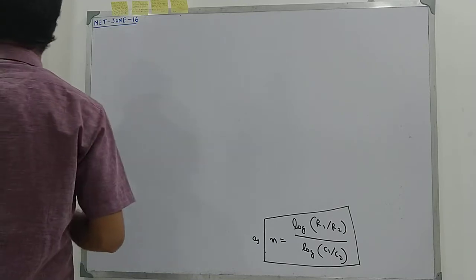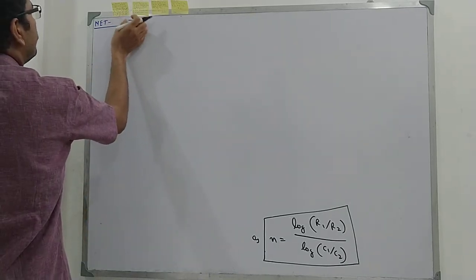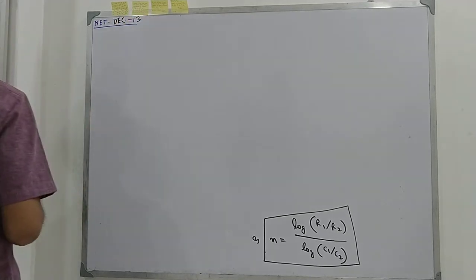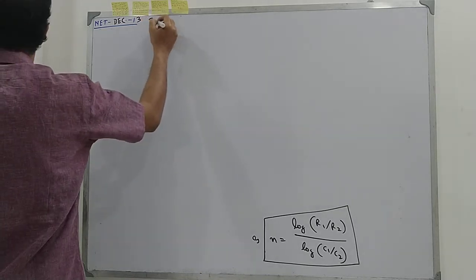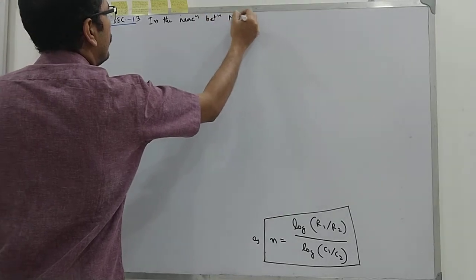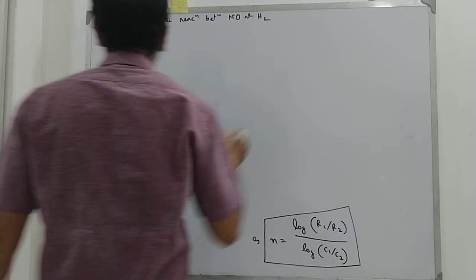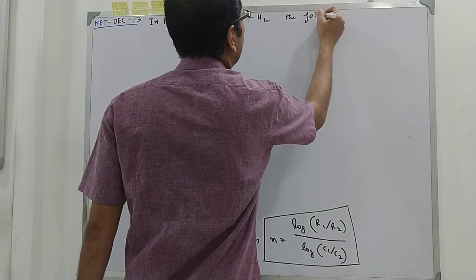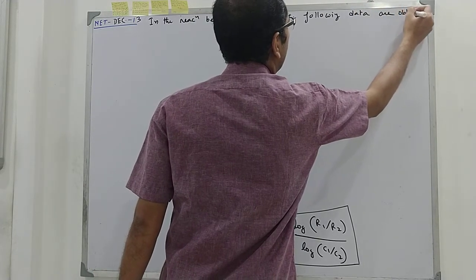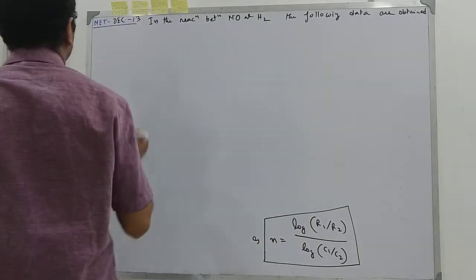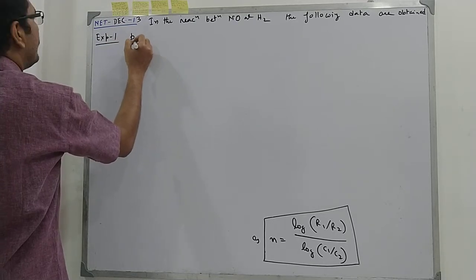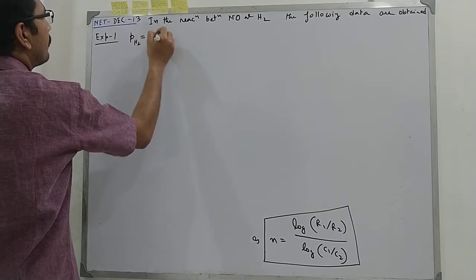Now we have the second problem which came in December 2013. It is given that in the reaction between NO and H2, the following data are obtained experimentally. Now in experiment 1, here pH2, that is the pressure of hydrogen, is kept constant.